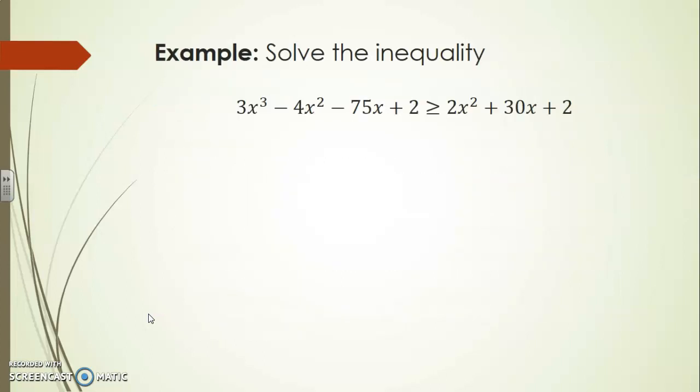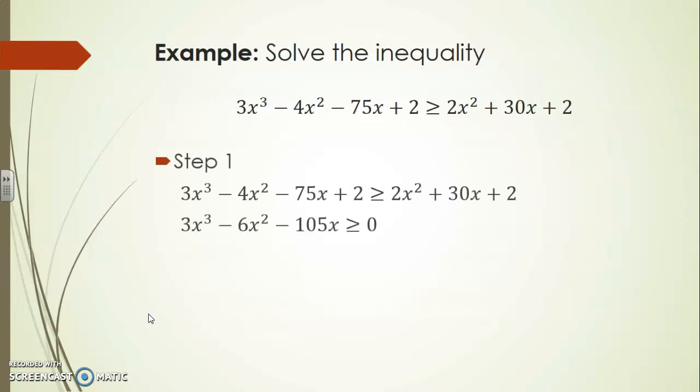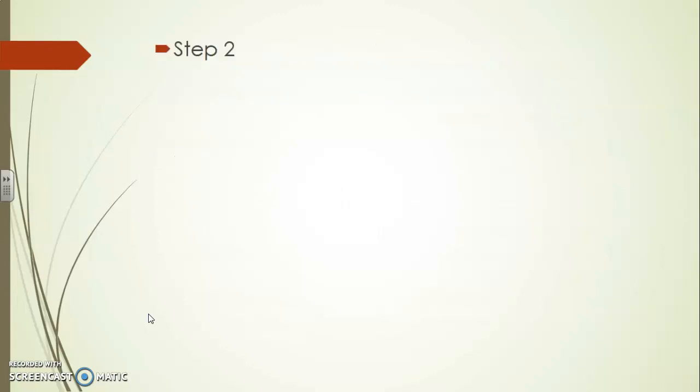Here's a first example that involves polynomials on both sides of the inequality. So 3x cubed minus 4x squared minus 75x plus 2 has to be greater or equal to the quadratic 2x squared plus 30x plus 2. And if you recall our steps, the first step was to regroup all of the terms on the left-hand side, leaving 0 on the right. Step number 2 was to factor the left-hand side expression.